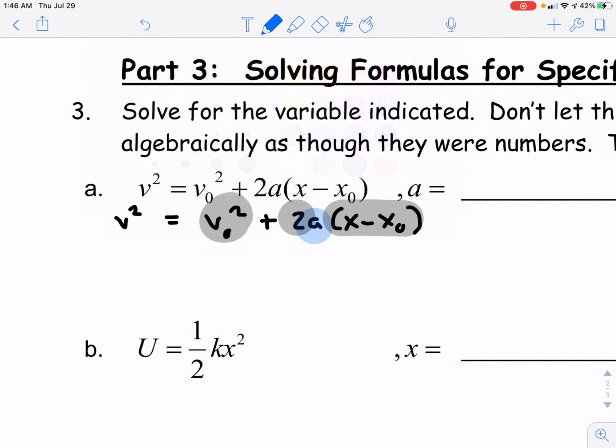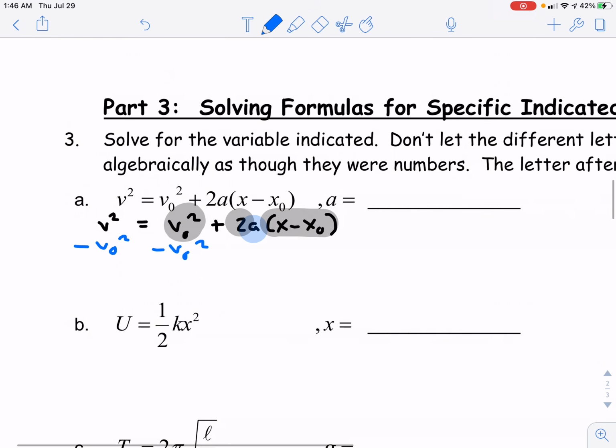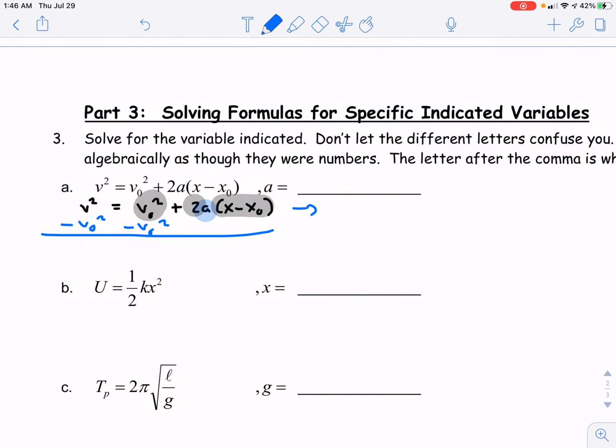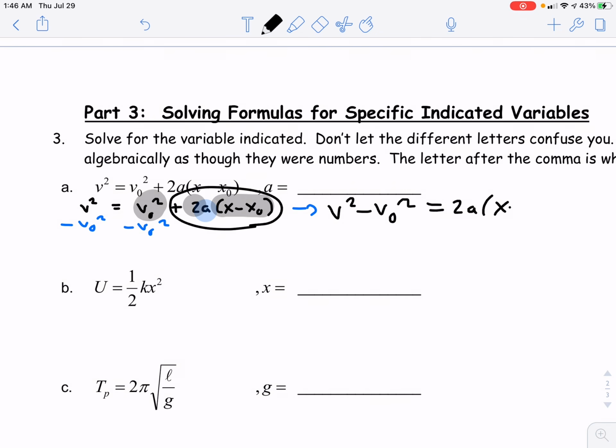I'm going to begin this by subtracting this over to the left-hand side. So let's subtract V naught squared from both sides, and then we will rewrite this. I get V squared minus the V naught squared that I moved over to the left equals what's left over, and that's 2 times A times the quantity of x minus x naught.